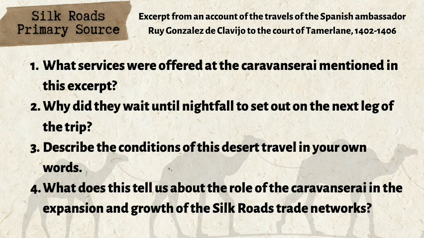All right, so I want you to go ahead and answer these following questions here. Number 1, what services were offered at the caravanserai mentioned in this excerpt? Number 2, why did they wait until nightfall to set out the next leg of the trip? 3, describe the conditions of this desert travel in your own words. And 4, what does this tell us about the role of the caravanserai in the expansion and the growth of the Silk Road trade networks?